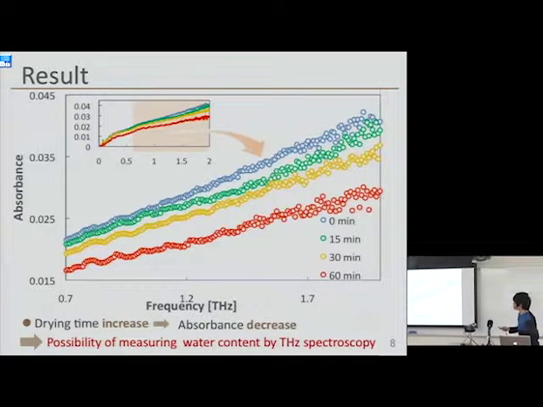This is the result. I show the region over 0.7 terahertz. As you can see, the absorbance decreases as the time I put the epidermal tissue in the desiccator increases. The water content in the cornified layer may decrease as drying time increases. So this data suggests that it is possible to sense the water content in the cornified layer by using terahertz spectroscopy.